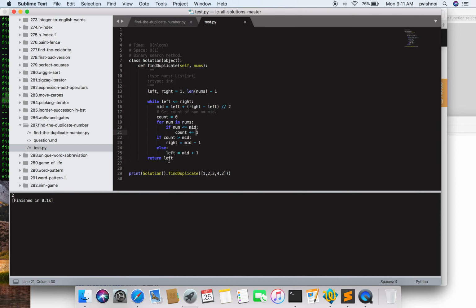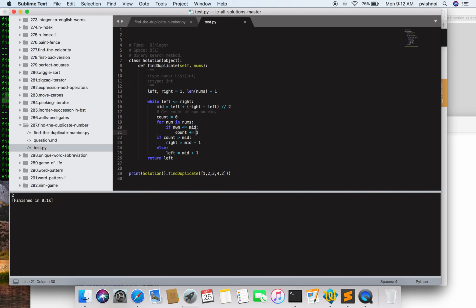So taking the example 1 2 3 4 2, left would be 1, and the length is 5, minus 1 is 4, so right would be 4. So left would be 1 and right would be 4. Midpoint would be left plus right minus left divided by 2: 4 minus 1 is 3, divided by 2 is 1. So 1 plus 1 is 2, the midpoint would be 2, and count would be 0.